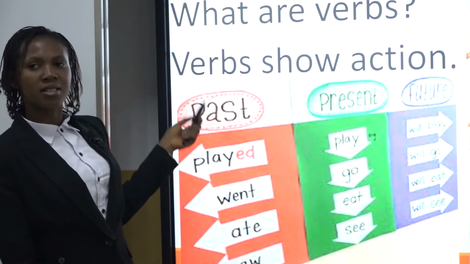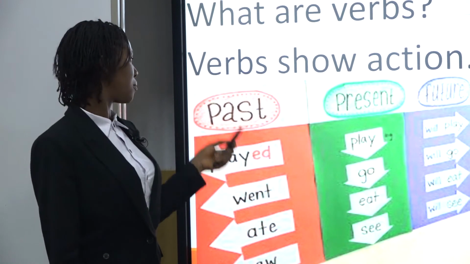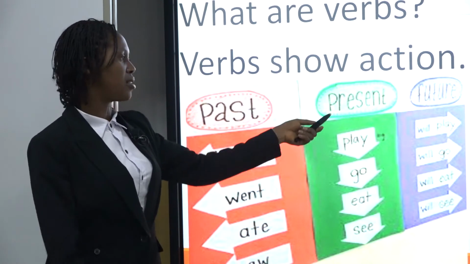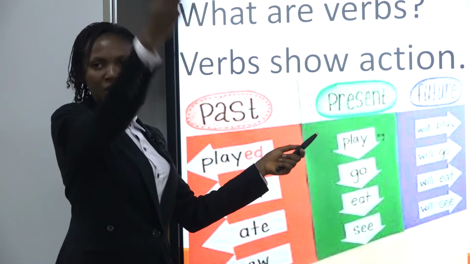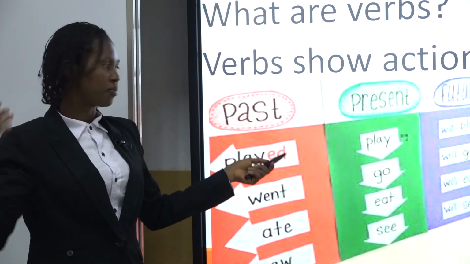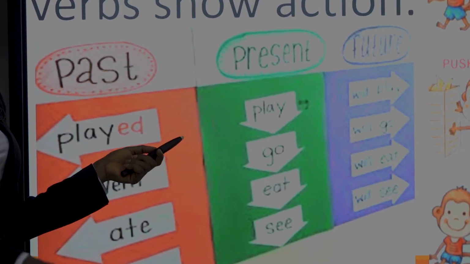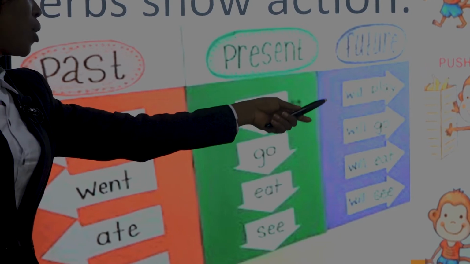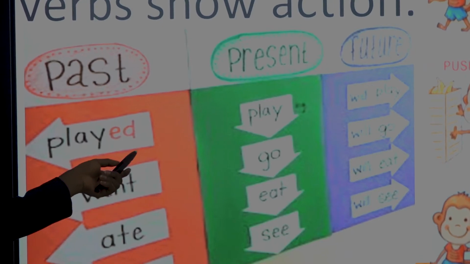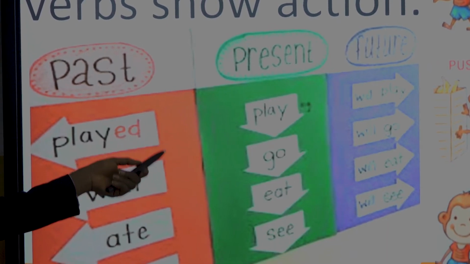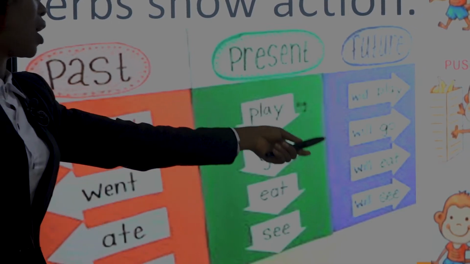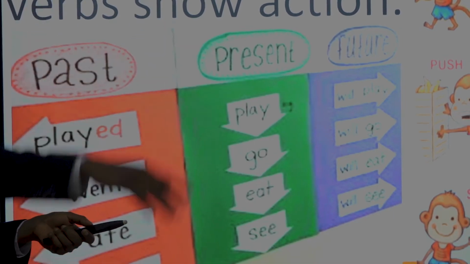Verbs can also tell us the time an action took place. If the action takes place in the past, is it present, or is it going to happen in the future? For example, played is an action that happened in the past. Present, play, that is present now. We play, something that will happen in the future. Went tells us about an action that happened in the past. Go, an action that happens in the present. We go.